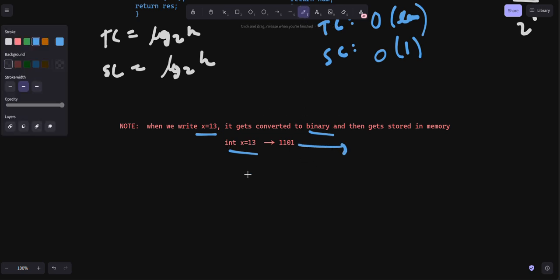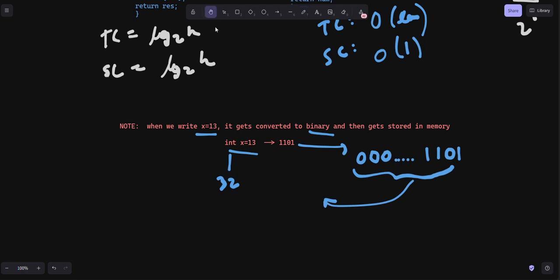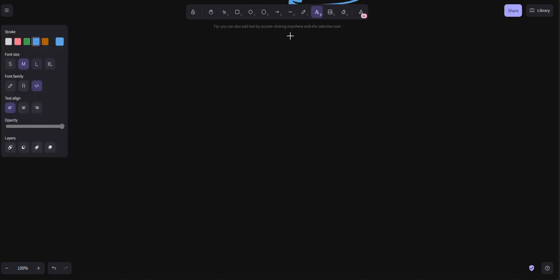And also, if you're writing int, which is 32 bits, it actually gets stored in this way, 0 0 0 28 times, and at the end it will be like this. So this is stored in the memory, right? And again, if you want to get the x, then it is converted back to decimal by the computer, and then you will get that number, right? So that's it.